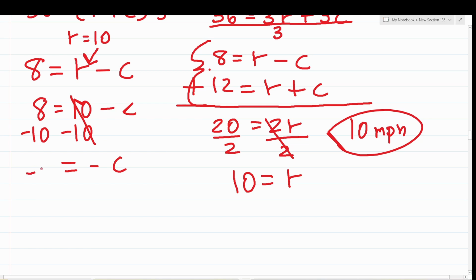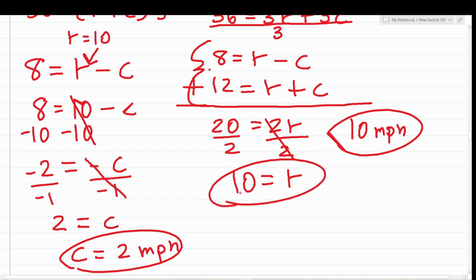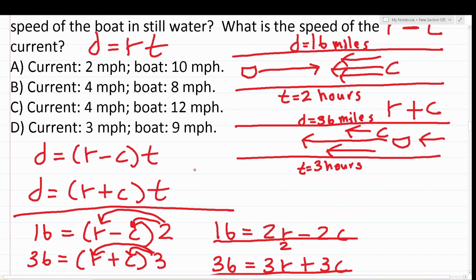8 minus 10 is negative 2. Divide both sides by negative 1 to get rid of this negative in front of the c. This negative crosses out, leaving you a c on this side. Negative 2 divided by negative 1 is just 2. So we can see that the speed of the current, which is c, is 2 miles per hour. So we know the rate of the boat in still water is 10 miles per hour, and the rate of the current is 2 miles per hour. And that is, as you can see, answer choice A.